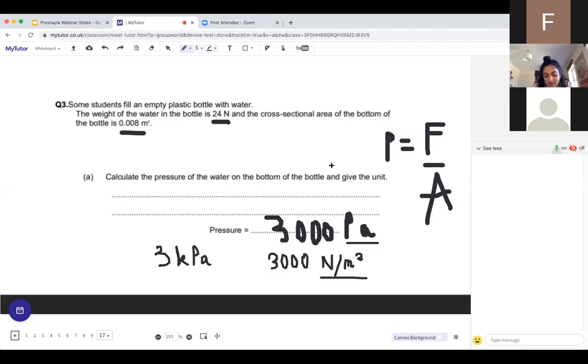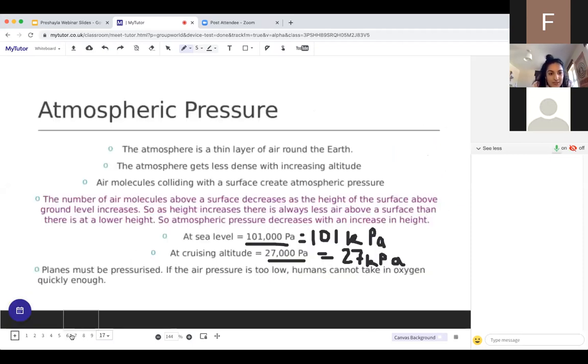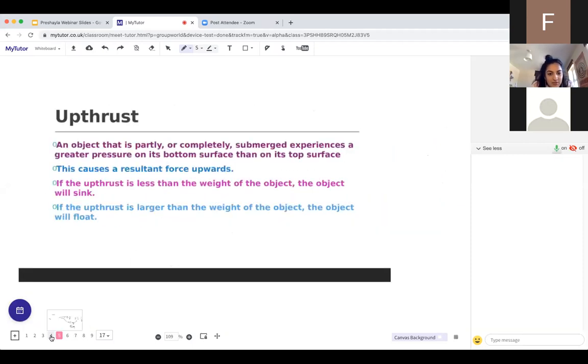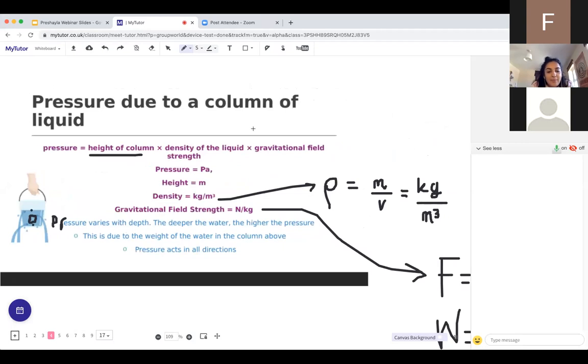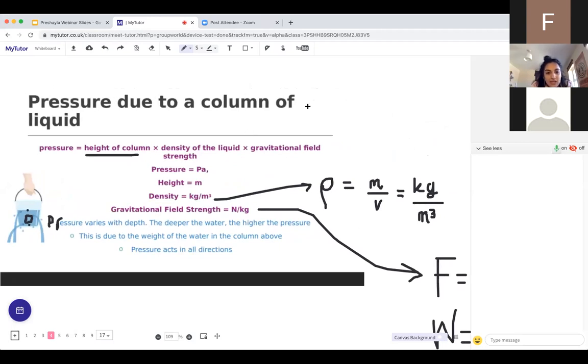Somebody said, is there a symbol equation for pressure in fluids? So if I go back to pressure in fluids, yes, I probably should have drawn the symbol equation out, sorry for that. P is just a capital English letter P. The height of the column is going to be H. The density of the liquid is going to be our rho. And our gravitational field strength is just going to be G. So P equals H rho G.